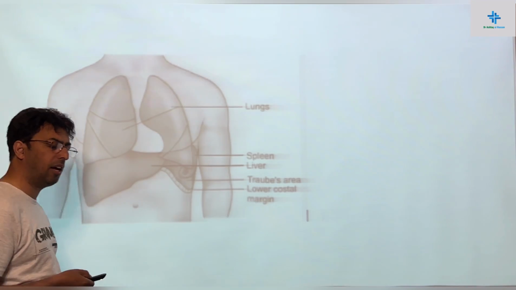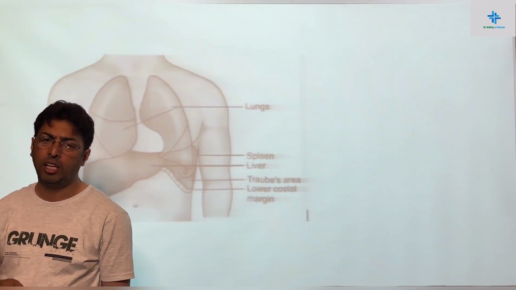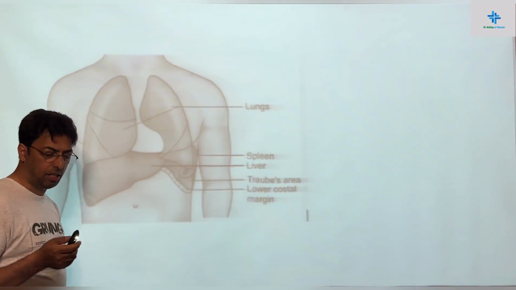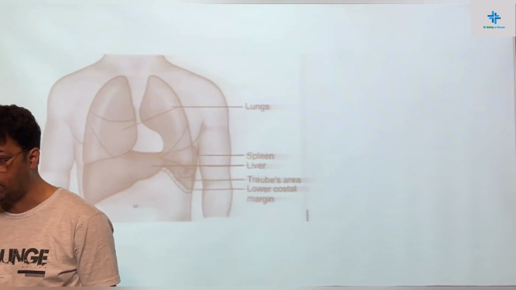So it is an important area for a physician, wherein the percussion notes may change as far as the normal anatomy is concerned, or in case of pathological conditions, the Traube's area will be obliterated. The dullness in the Traube's area will be different. So that is the significance of Traube's area. You have to remember this.